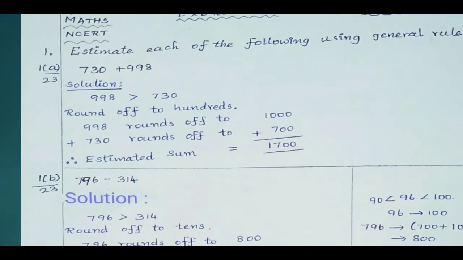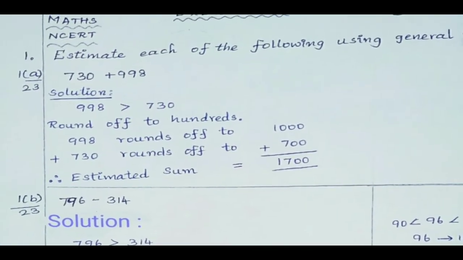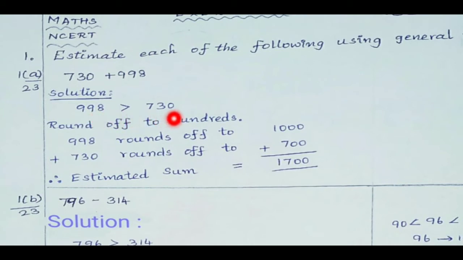Solution. 998 is the largest number. 730 is the smallest number of the given two numbers. Now these two numbers have ones digit, tens digit and hundreds digit. Okay. These two numbers are 3-digit numbers. So we can round off to nearest hundreds.